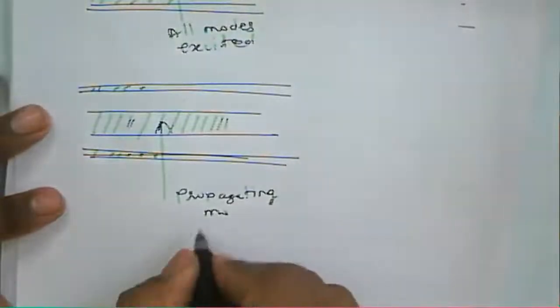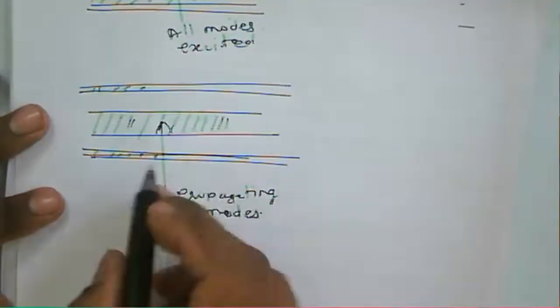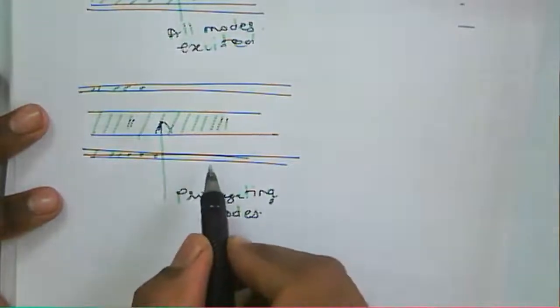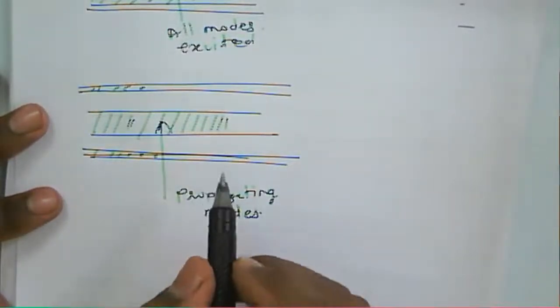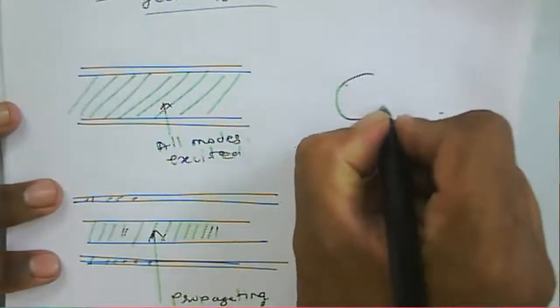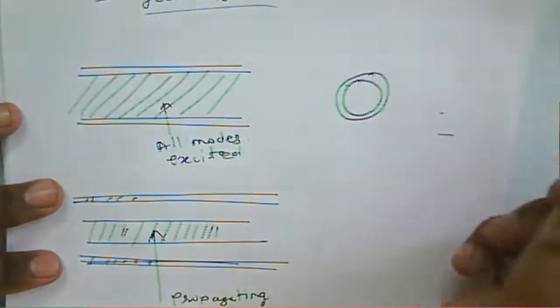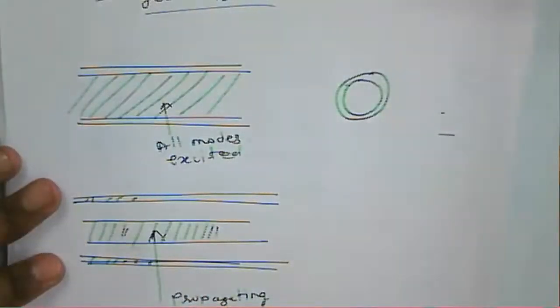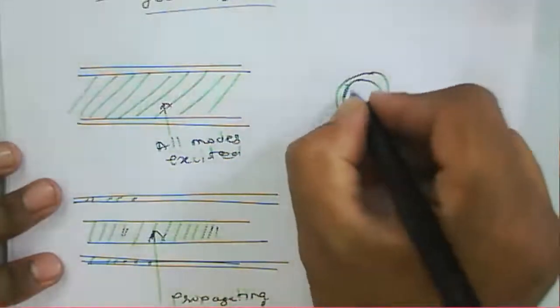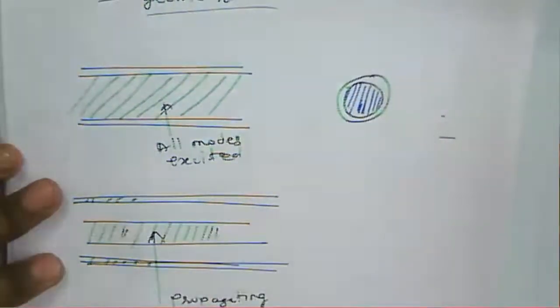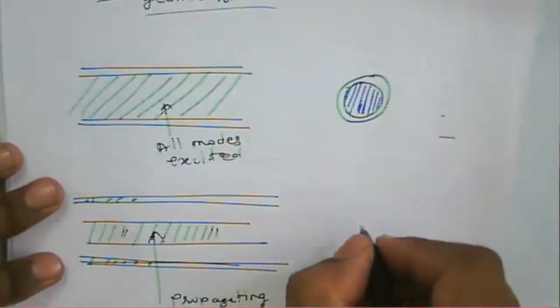These are the propagating modes. Now these are the partially filled fiber core, and this one is nothing but a fully filled fiber core. If you draw a diagram of the distribution of modes, this one is about a core here. In this particular case, this is a fiber core and it is fully filled.